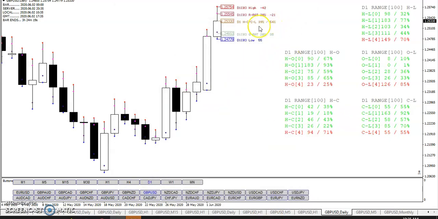So you can see here, high minus close, 39, 38. That must be a rounding. And then close minus low, 54, 55. So they're within 1 percentile here.